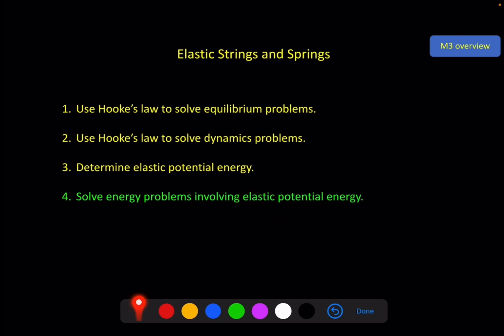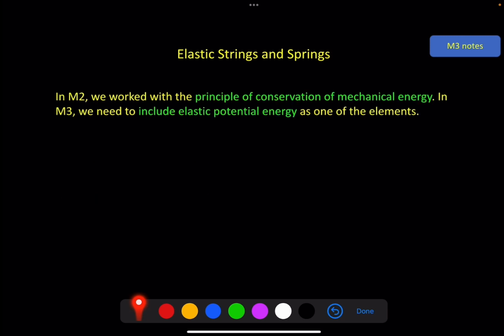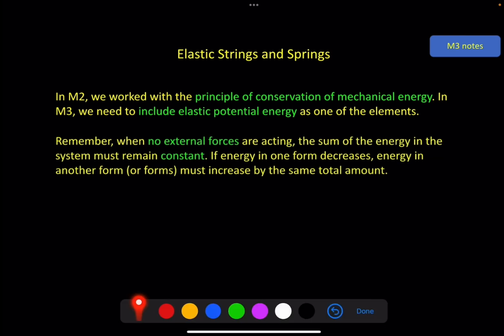This is the new part to that, but most of this we've done in M2. So in M2 we worked with the principle of conservation of mechanical energy. In M3 we need to include elastic potential energy as one of the three elements. Remember, when no external forces are acting, the sum of the energy in the system, previously gravitational potential energy and kinetic energy, now also elastic potential energy, the sum of those three must remain constant if there are no external forces acting. So if energy in one form decreases, energy in one of the other forms must increase by that same total amount. So we had kinetic energy plus gravitational potential energy is equal to a constant in M2, now it's elastic potential energy as well.